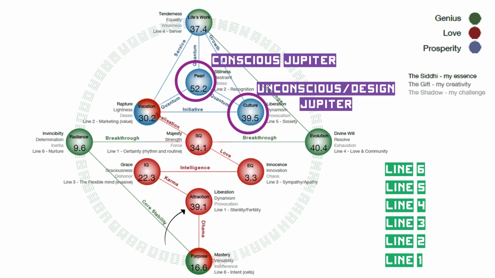Line 5 is the path of practicality, organization, power, leadership. Line 6 is the path of a visionary, a person who oversees. It's the path of being somebody who is educational, kind of like a role model. So yeah, basically that is how you read the gene keys.